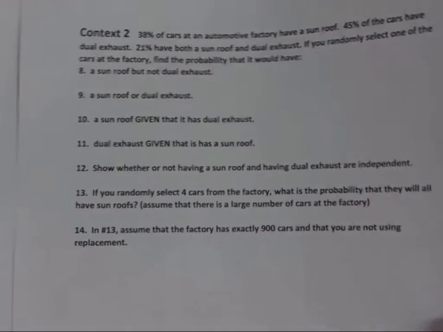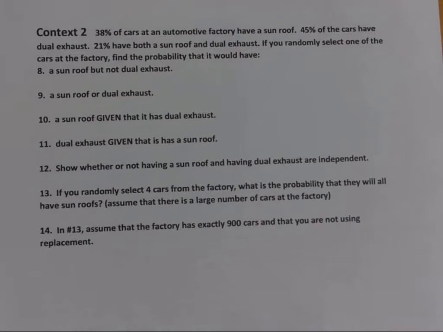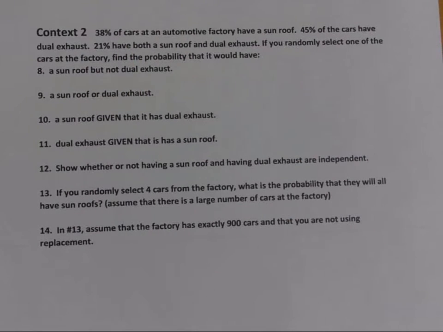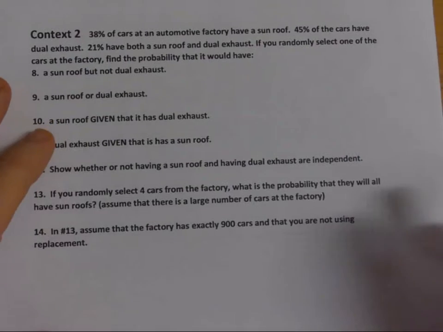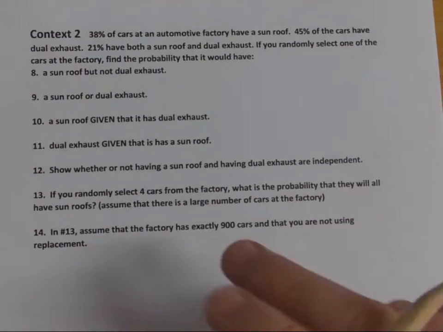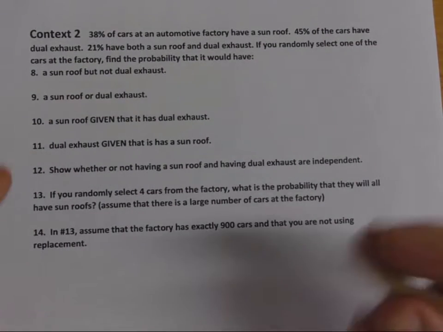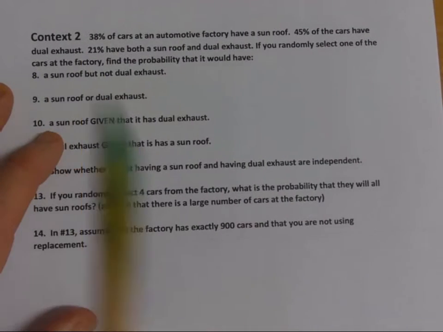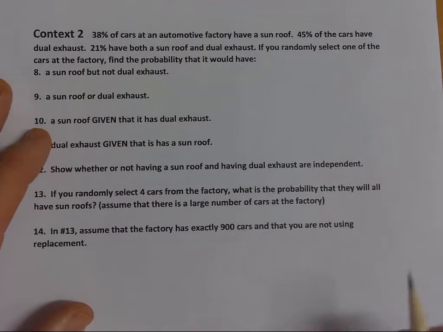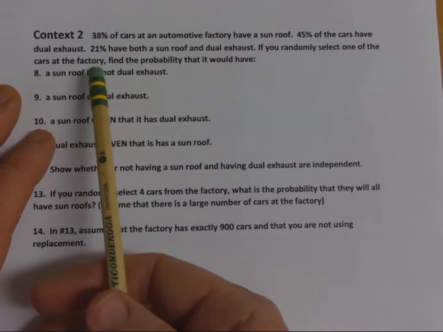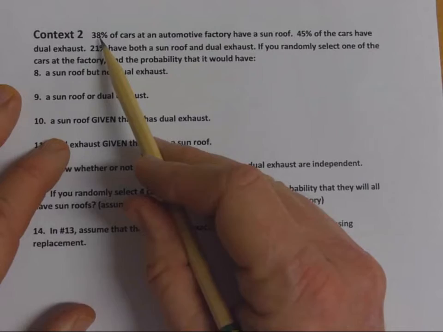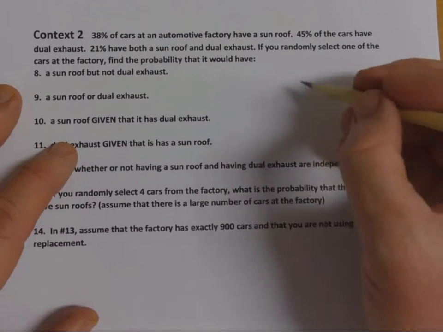The next type of problem is a Venn diagram problem. Venn diagram problems are typically done when you're given the probability of one thing, probability of the other, probability of both a lot of times. So let's look at this one. It says 38% of cars at an automotive factory have a sunroof, 45% have dual exhaust, and 21% have both the sunroof and dual exhaust. If you randomly select one of the cars at the factory, find the probability, and you have to find these probabilities, you notice the probability of one thing, probability of the other, and probability of both.